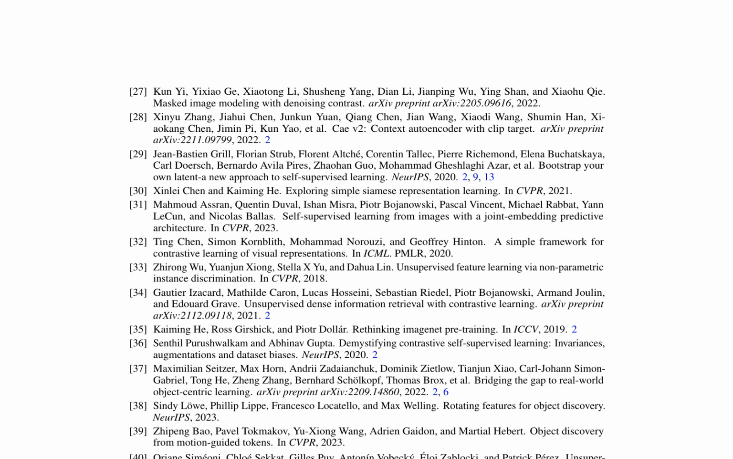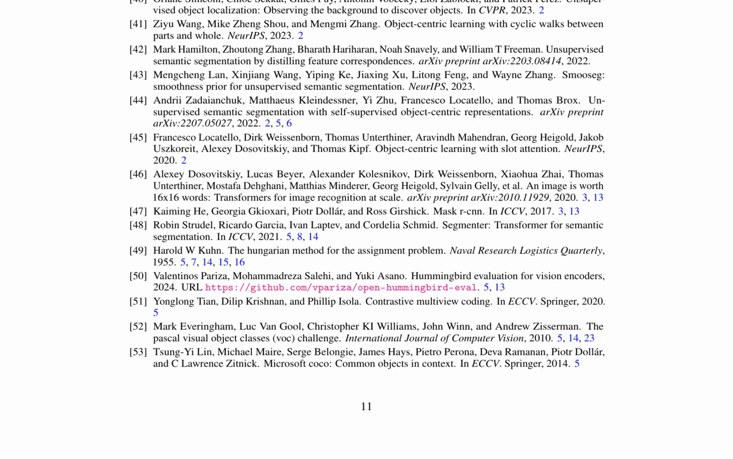the wild. The paper begins by discussing recent advancements in contrastive learning, which has shown promising results in self-supervised learning of visual representations. It highlights the importance of context and object-centric learning, emphasizing that understanding the relationships between objects and their environment is crucial for effective segmentation and localization.